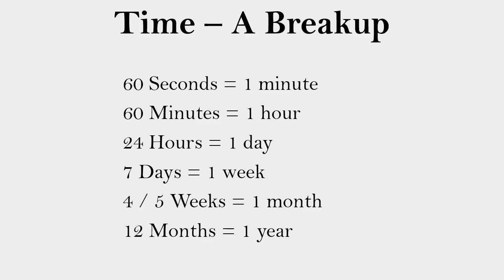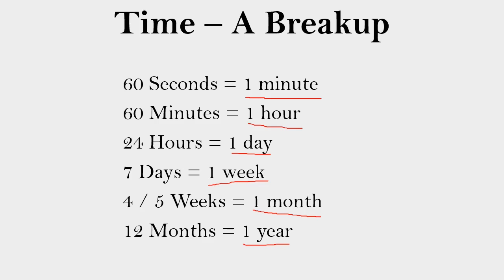So 60 seconds for 1 minute. 60 minutes make 1 hour. 24 hours make 1 day. 7 days make 1 week. We know the names of the 7 days of the week. That's Monday to Sunday or Sunday to Saturday. Then depending on the month, you have either 4 weeks or 5 weeks. That makes a month. And 12 months make a year.